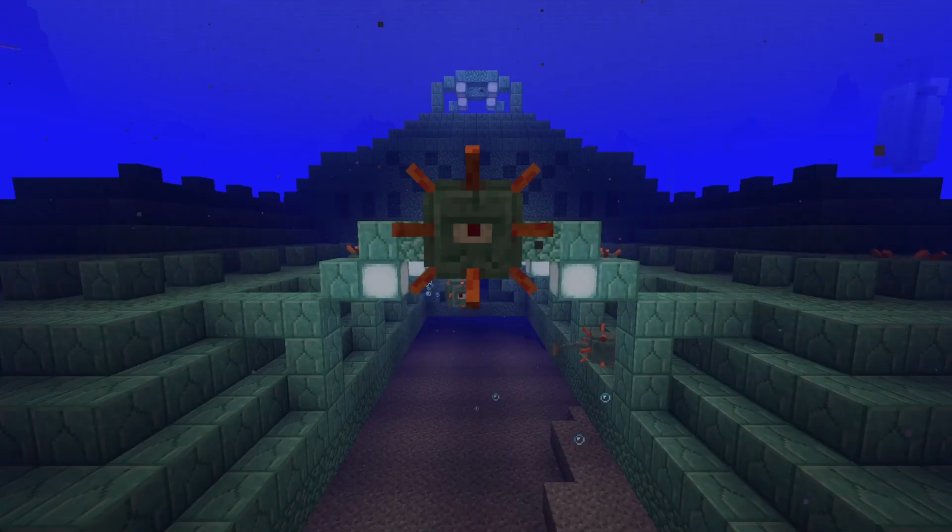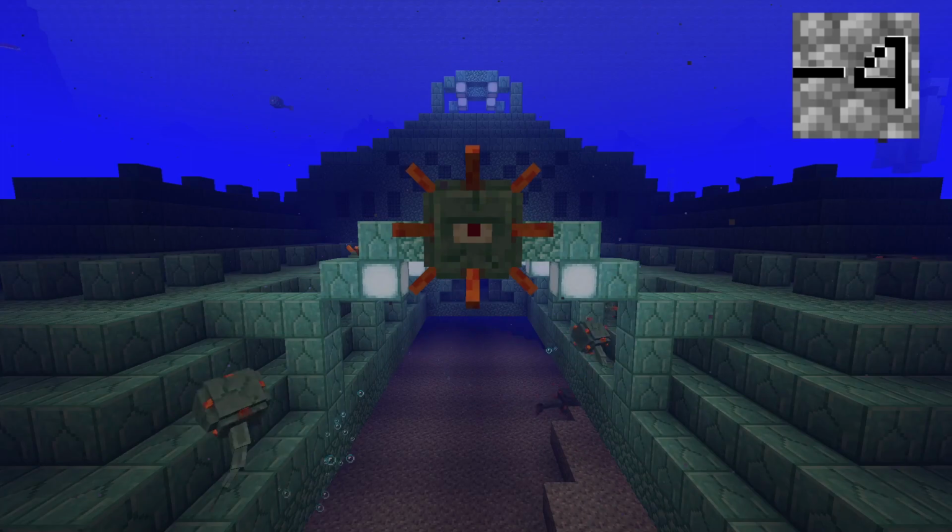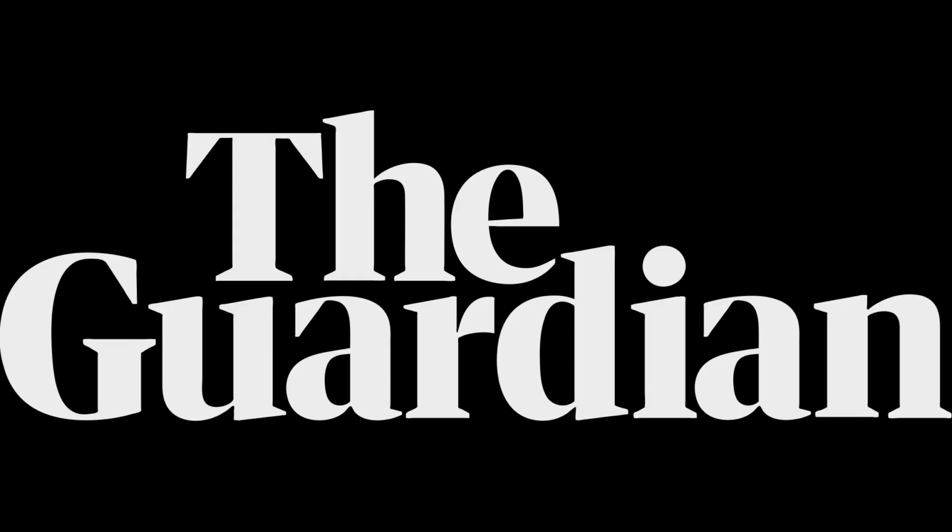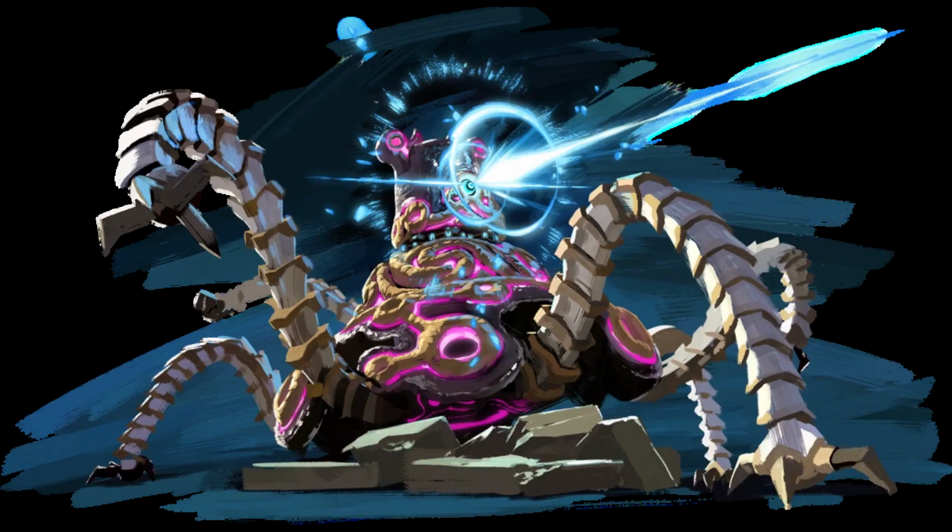A defender, protector, or keeper, the Guardian only has negative 4 points, with images of the British newspaper and an image of the Guardian from Breath of the Wild, with the funny spider music.